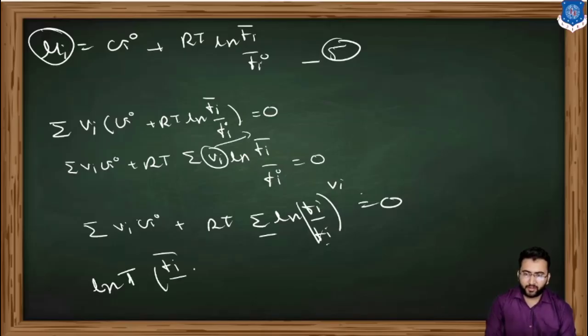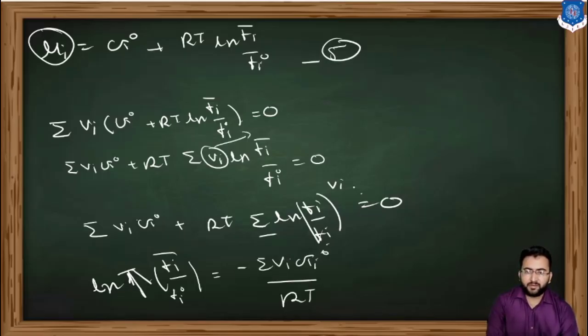Now I am replacing this summation of ln Fi bar upon Fi naught with capital pi, so it becomes ln pi of Fi bar upon Fi naught is equal to summation of minus Vi Gi naught upon RT. So why am I writing this capital pi here? Because of the summation of ln Fi bar upon Fi naught.